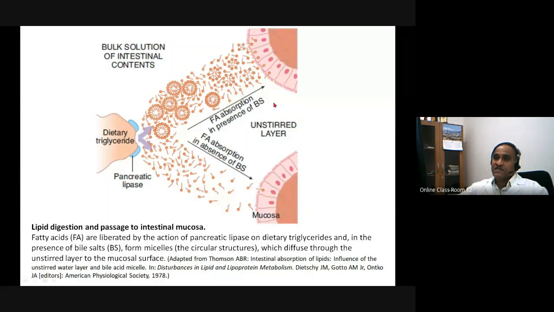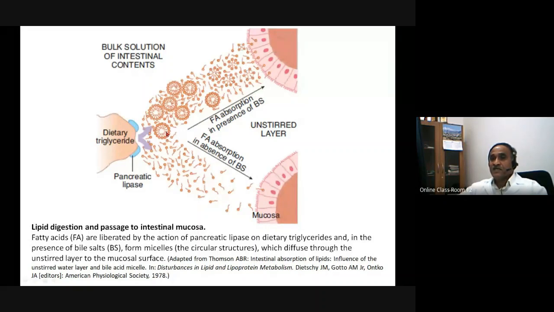Whereas in the presence of bile salts, what is happening? These would form clusters. Clusters are groupings. These are called micelles. So this is simple micelle formation, and this micelle formation gets emulsified and reaches the enterocyte. It is the intestine, and they reach this site for the absorption.